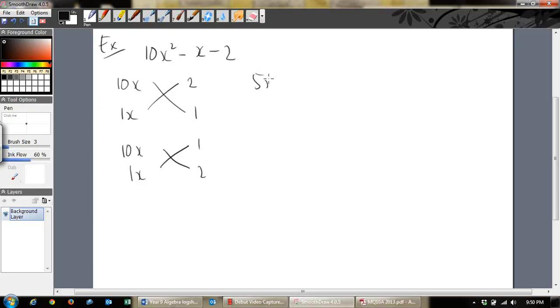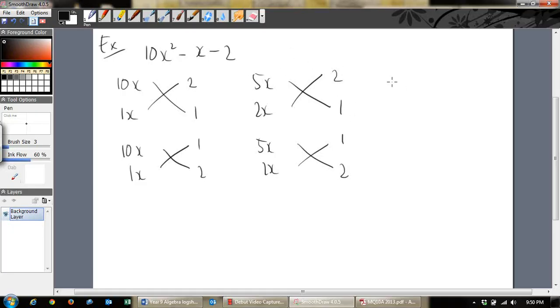Let's try 5x and 2x. Okay, and here we'll have 2 and 1, and we'll also have 5x, 2x, and we'll just try the other combination of 1 and 2. And let's see if this might work. In fact this is all the different combinations that you could possibly try, because there's no other factors of 10. 5 and 2, yep, that's all there is. So let's just check it.